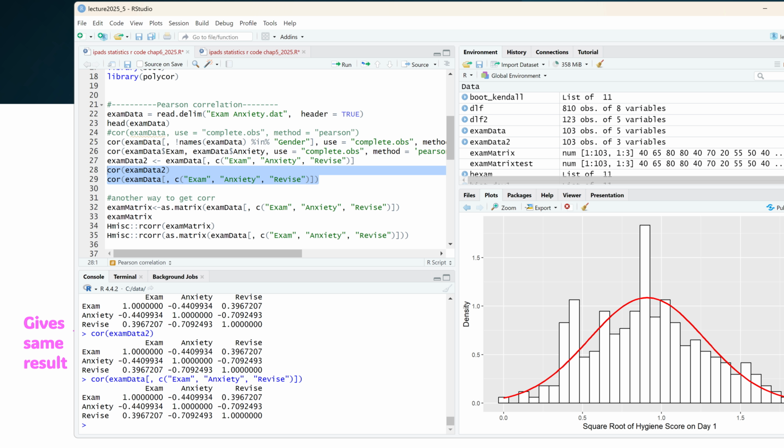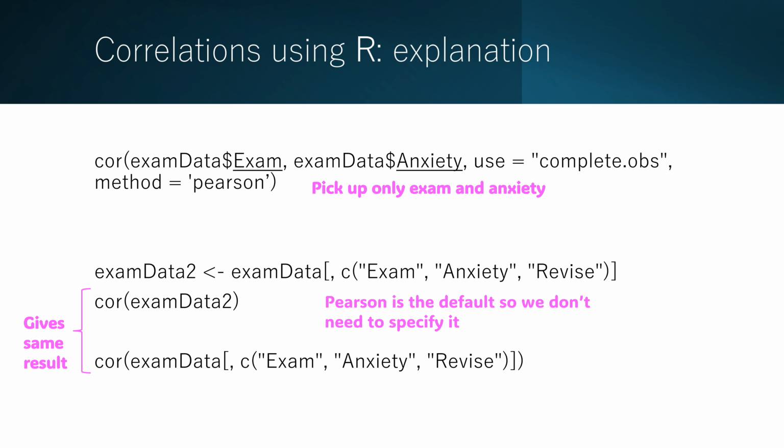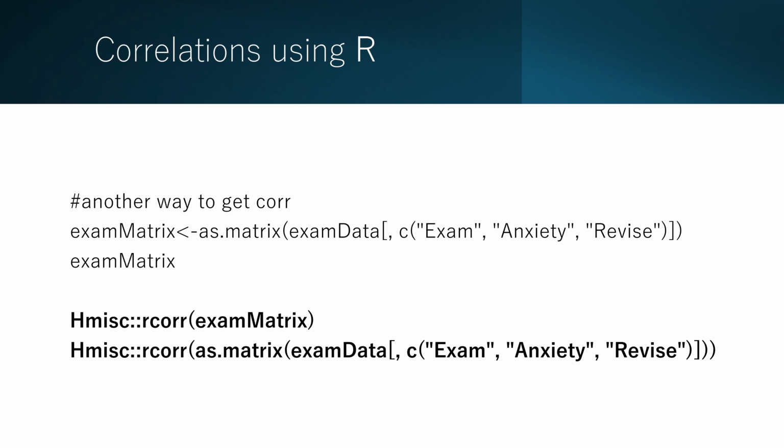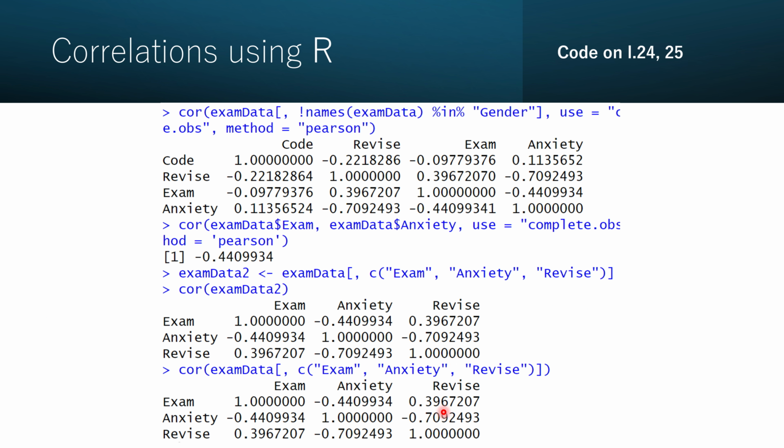And revise and exam is positive, plus 0.39. So it's positively related. It has positive correlations. So for exam result, anxiety is bad, but revision is better. That is the relationship.